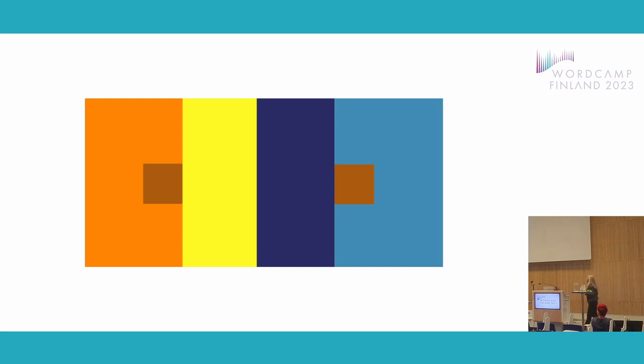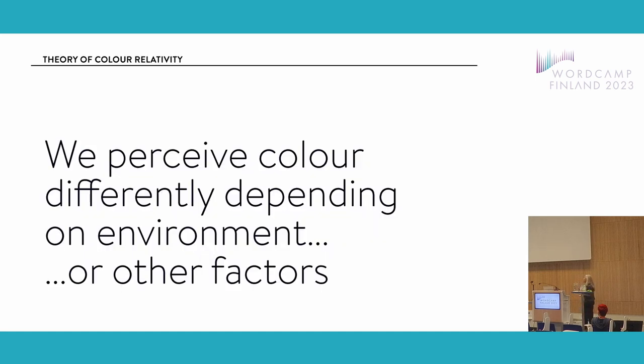in this image, there are strips of different colors and two of them have two brown squares. Which square is the darkest? There's one on the right and one on the left. When I look at it, I kind of feel that the one on the left is the darkest. Would you agree? Well, no, they're exactly the same brown color. These were experiments conducted by Joseph Albers, the theory of color relativity, according to which we perceive color differently depending on environment or rather factors. Because there are also other factors.